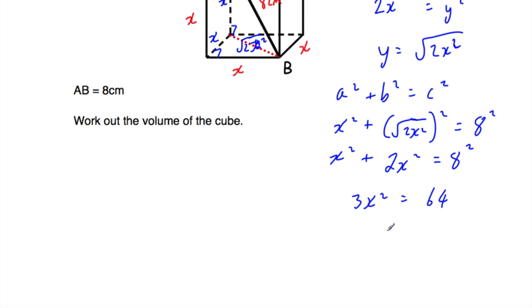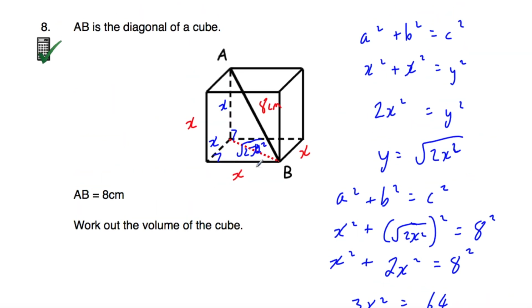And then if we divide both sides by 3, we're going to get that x squared is equal to 64 over 3. And then x would be the square root of this. So let's work out the square root of this. I'm going to do the square root on my calculator, the square root of 64 over 3. And I get that to be, as a decimal number, 4.618802154. So that is x. So that is the side length of this cube. So this would be equal to 4.6188 and so on. This would be 4.6188 and so on. The height would be 4.6188 and so on.